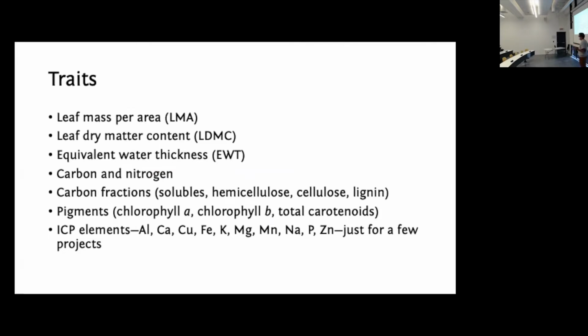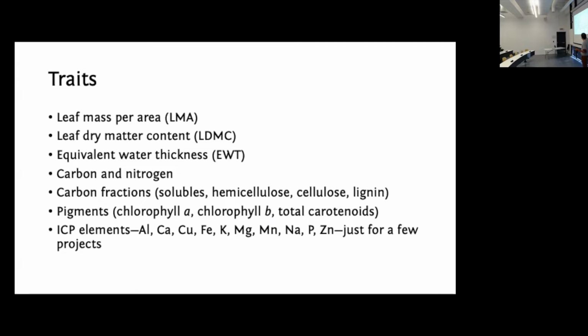And then we have this wide range of traits, which represent different aspects of leaf function. We have some of your classic leaf economic spectrum traits, like leaf mass area and nitrogen content. There are also traits that relate to leaf toughness and other soluble decomposability, like some of these carbon fractions.